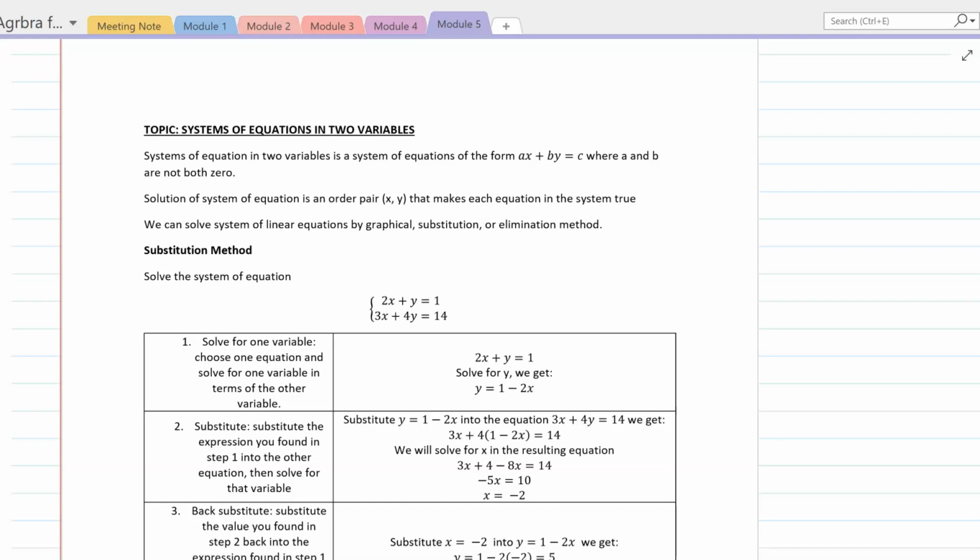And we can solve a system of linear equations graphically, or we can use the substitution or elimination method. So we will start with solving the system using the substitution method. I have this example problem here for you, laid out step by step for you to follow. Please do that at your own time. I'll go ahead and show you how to solve our next example.